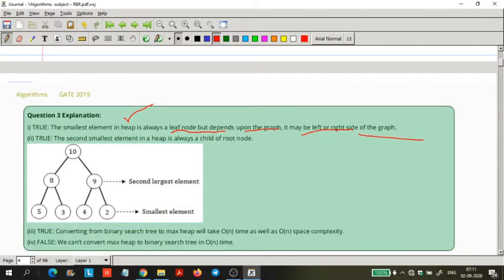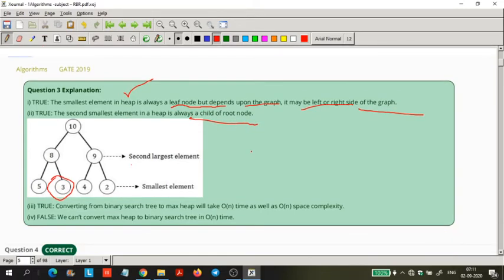Second, the second smallest element in the heap is always a child of the root node. So the second is also true. And the third, converting a binary search tree to a max heap will take O of n time as well as O of n space complexity.